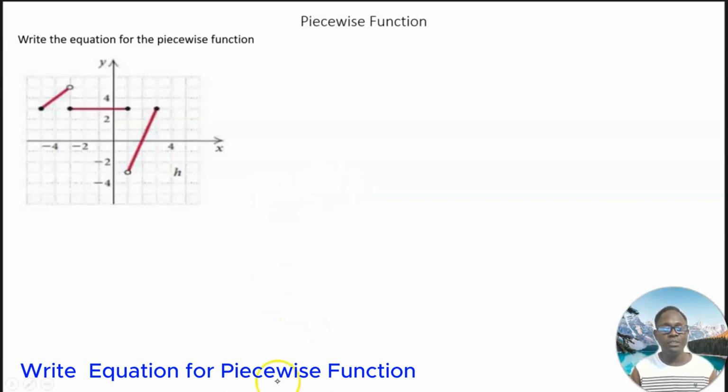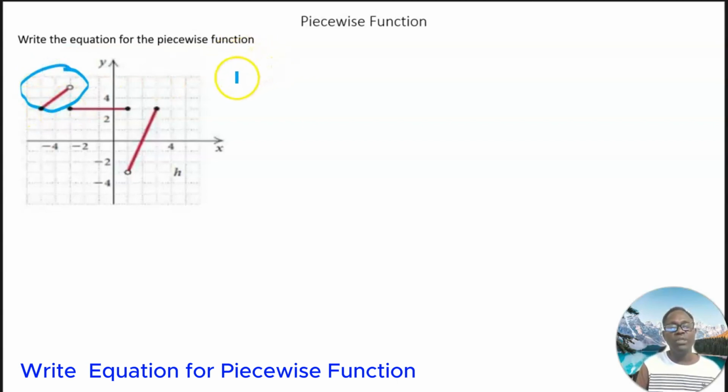This is Dr. Bashir. We have a piecewise function problem, and the question is asking us to find the equation for this piecewise function. So we have three different graphs or lines. We have to find the equation for each. So we have the first one. I'm finding this one first.